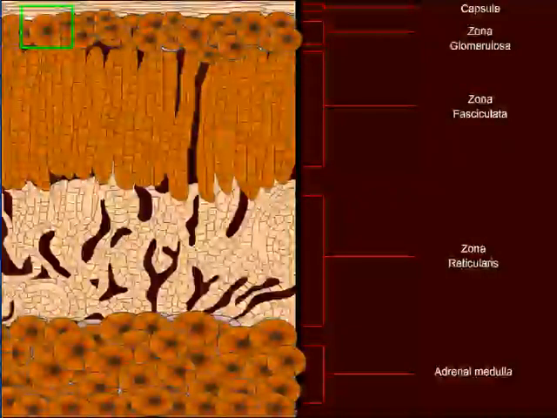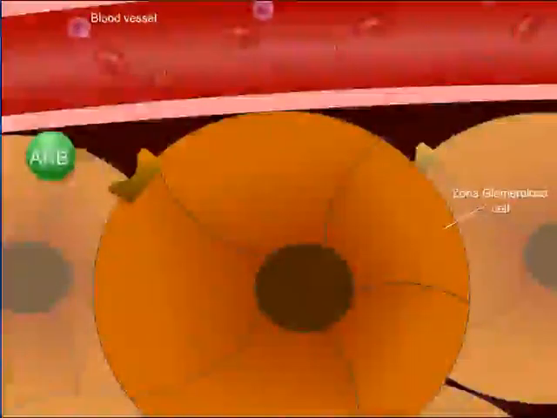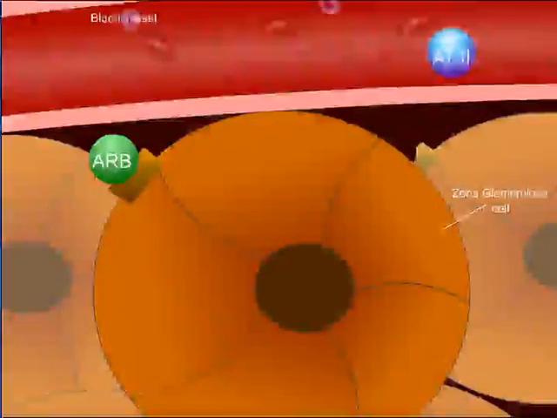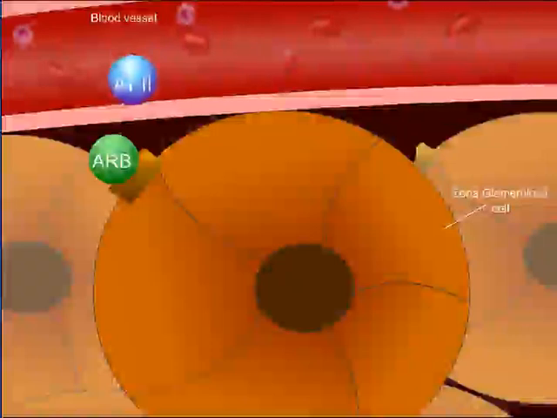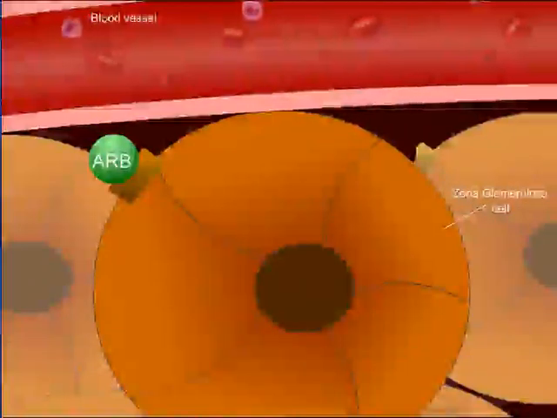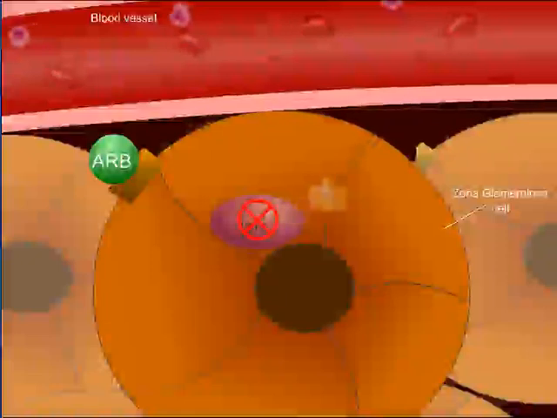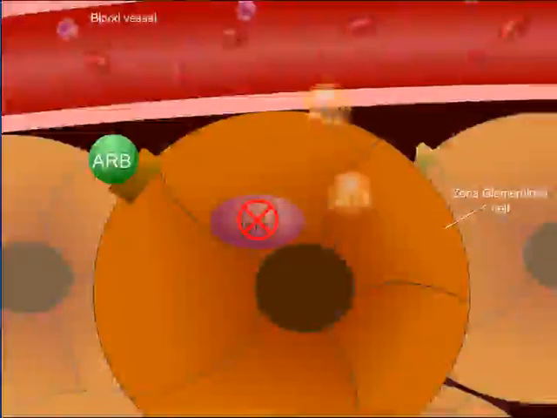Angiotensin II receptor blockers also work in the adrenal gland. There, they prevent angiotensin II from binding to receptors on zona glomerulosa cells, thus blocking IP3 release and the production of aldosterone.